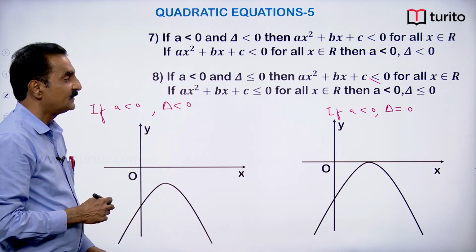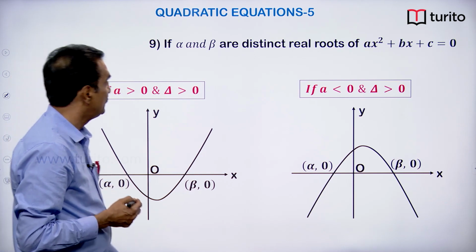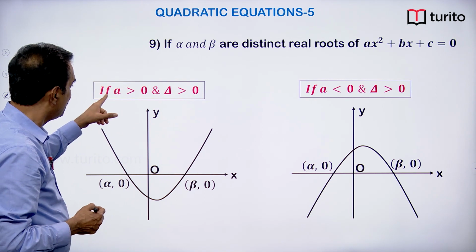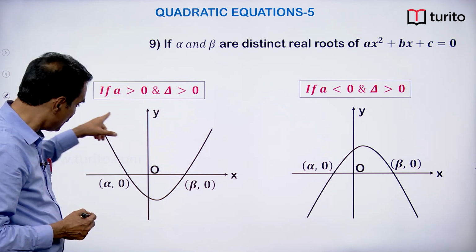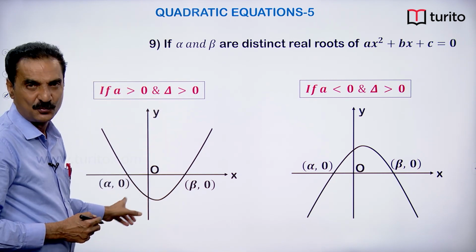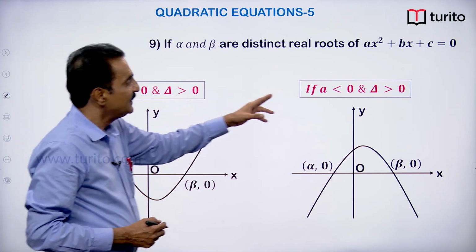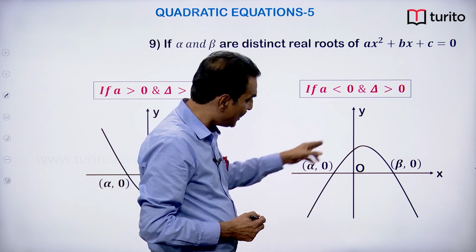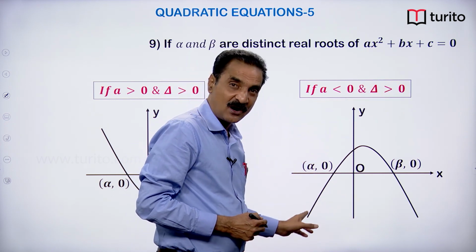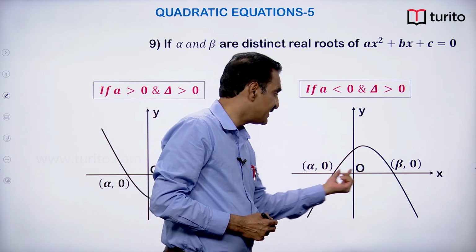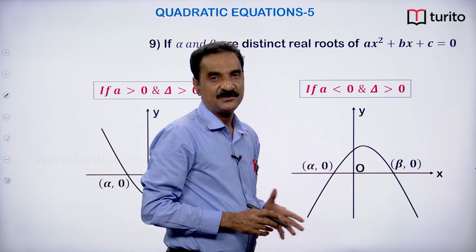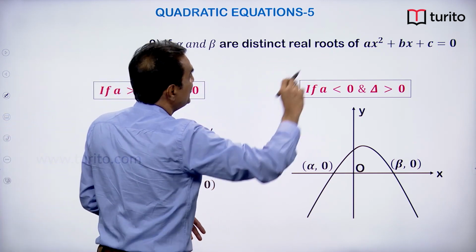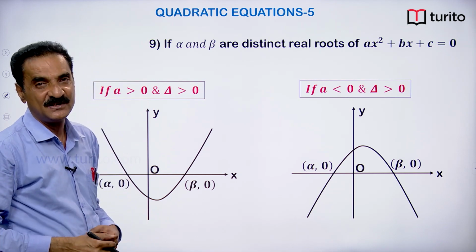Now, if delta is greater than 0, then there are two situations. When a is positive and delta is positive, the graph intersects the x-axis at 2 points, say alpha, beta. If a is negative and delta is positive, a negative means the graph is downward, delta positive means the graph intersects the x-axis. Let the points of intersection be alpha 0, beta 0. Now, let alpha and beta be the distinct roots of ax square plus bx plus c is equal to 0.